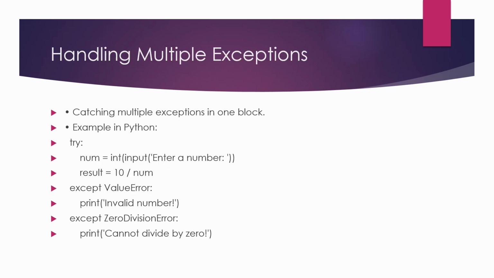In some cases, you may want to handle different types of exceptions in one block. You can do this by catching multiple exceptions using separate except clauses or a single except clause with multiple exception types. This approach makes your error handling more concise and organized.